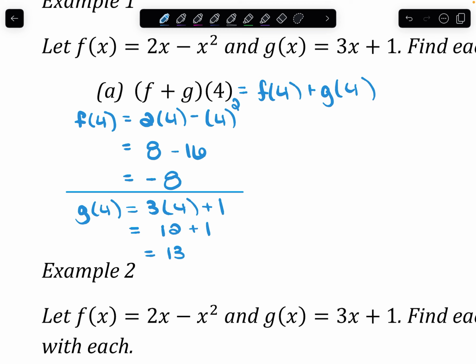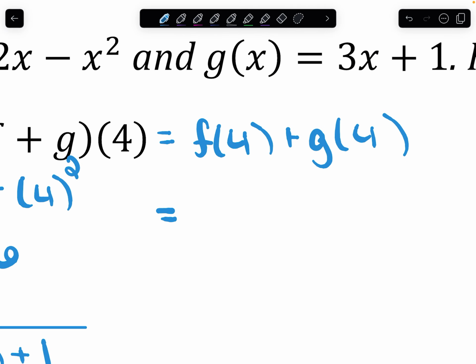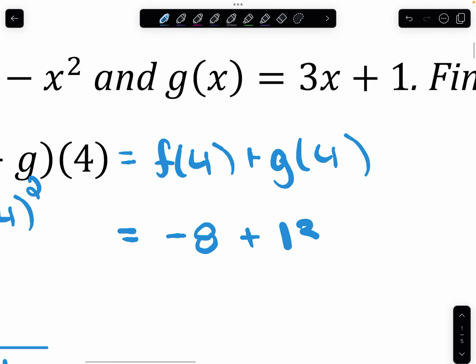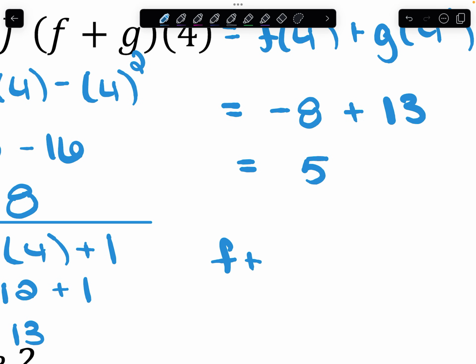So for what we need here, again, I want to make sure it's not looking too confusing. f of 4 was negative 8 plus g of 4 was 13. Negative 8 plus 13 is 5. Therefore, f plus g of 4 is 5.